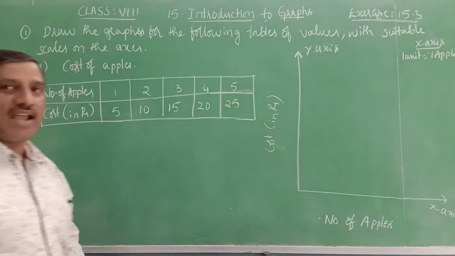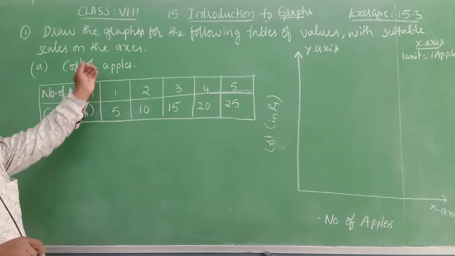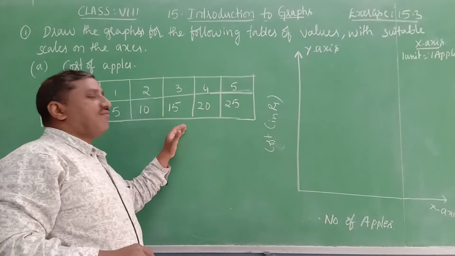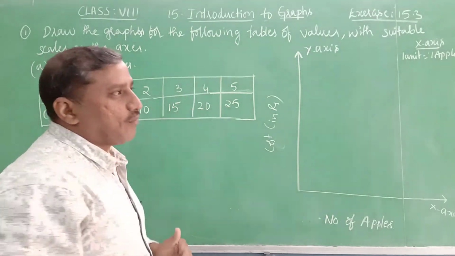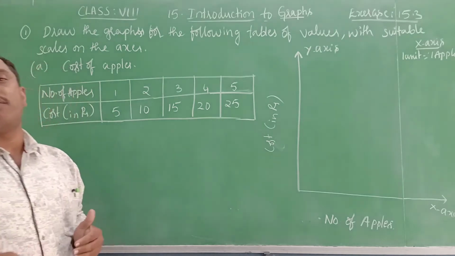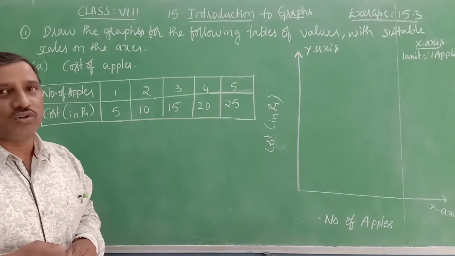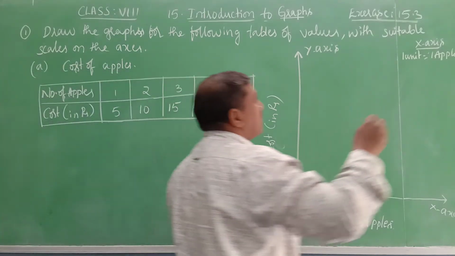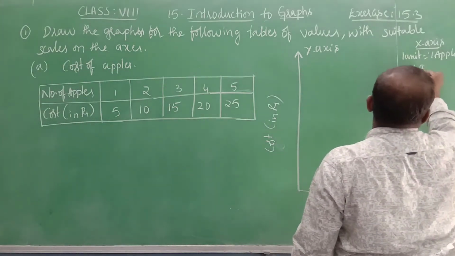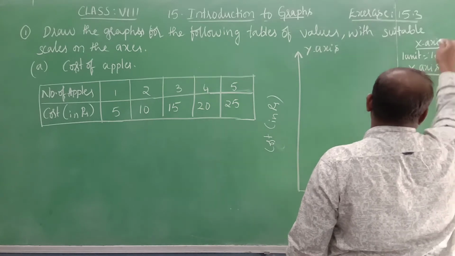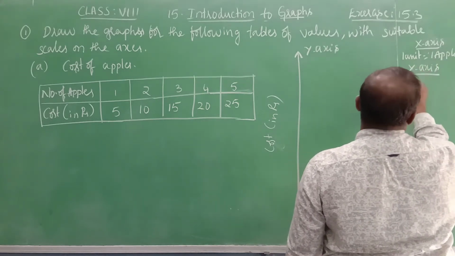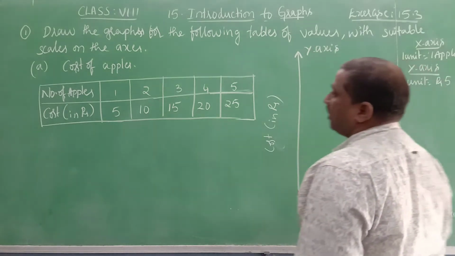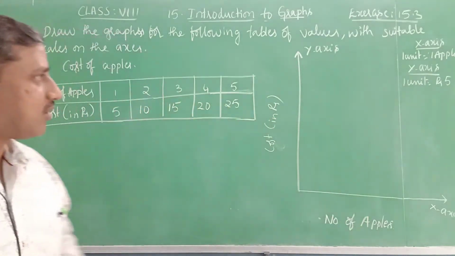Similarly on the y-axis, what we have taken is the cost of apples in rupees: 5 rupees, 10 rupees, 15 rupees, 20 rupees and 25 rupees. All these are multiples of 5. So which scale is more suitable? Yes, 1 unit equals 5 rupees. So on the y-axis, the scale should be 1 unit equals 5 rupees.